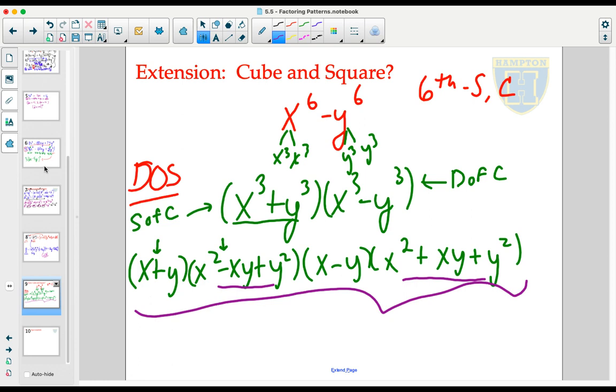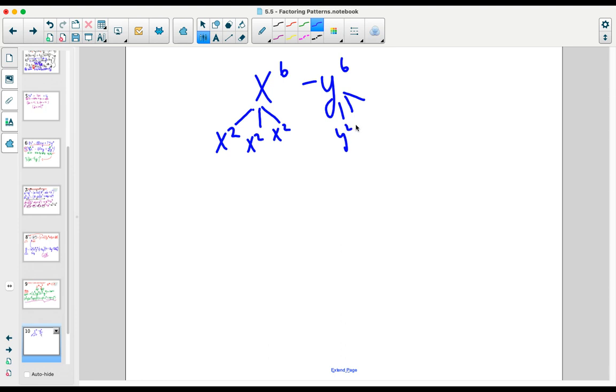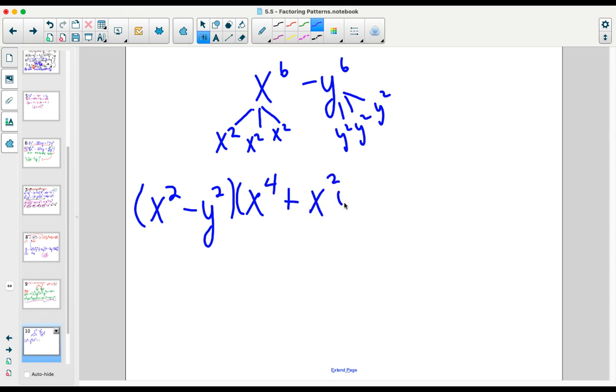But what if we approached this not as a difference of squares from the beginning, but rather as a difference of cubes? So looking at the same exact example, we're going to think of x to the sixth as a cube of x squared. And we're going to think of y to the sixth as a cube of y squared. And those are the individual terms that we're going to use in the difference of cubes formula. So we'll start with x squared minus y squared, and then square the x squared, multiply the two roots together, and then square the y squared, and there's our factored form.